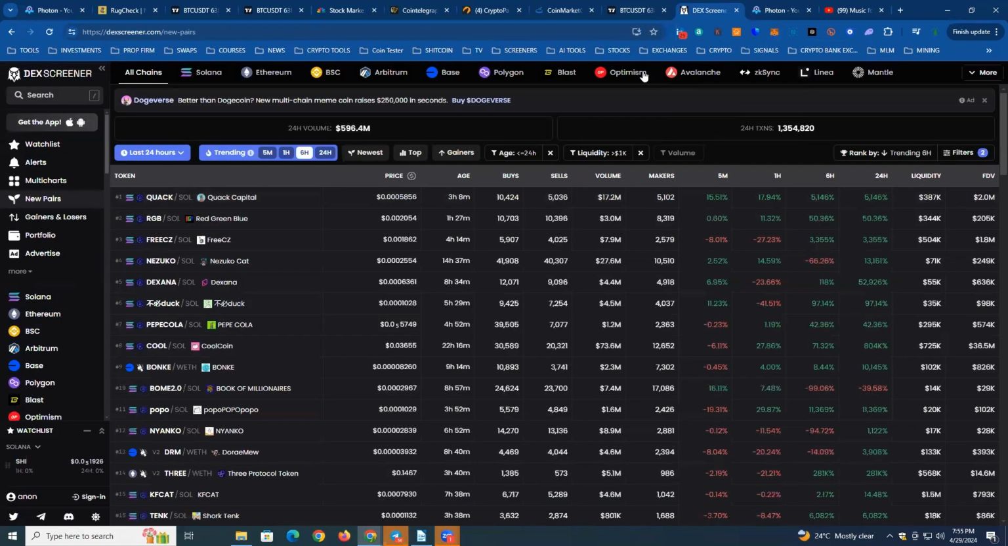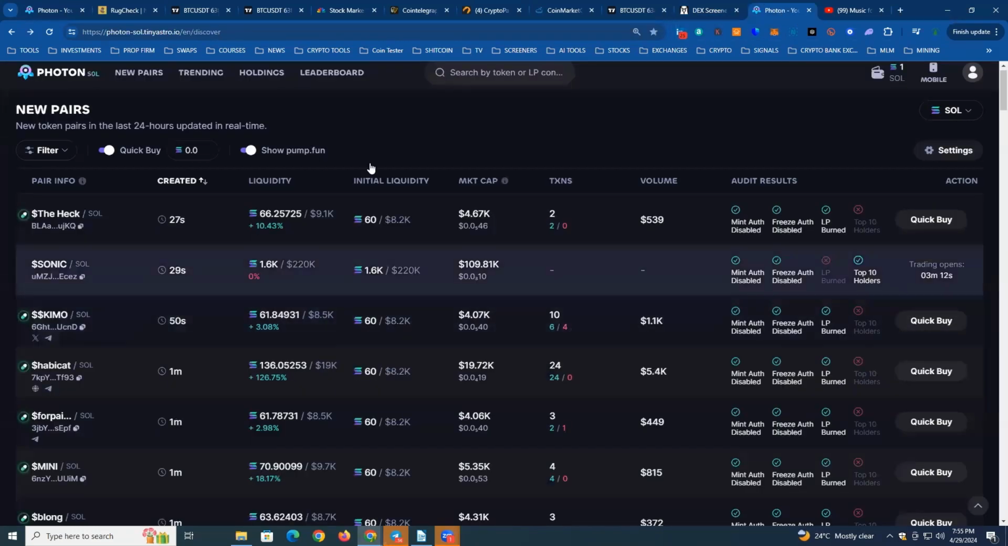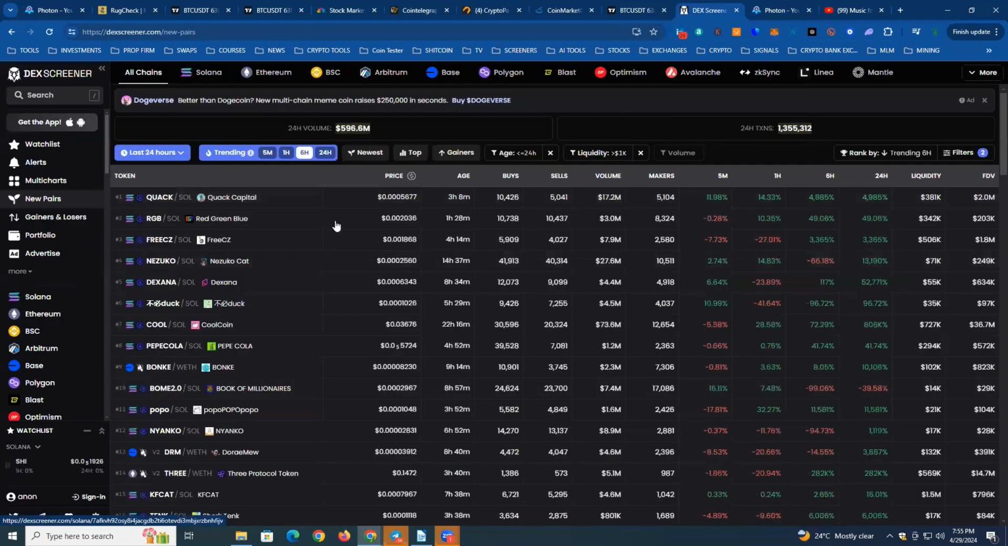So in essence, what I'm saying is, if you don't like the search tools that are given to you by Photon, you can use the search tools given to you by Dex Screener and use Dex Screener as a means of finding your coins and just simply taking the coin's contract and going over to Photon and trade the coin there.